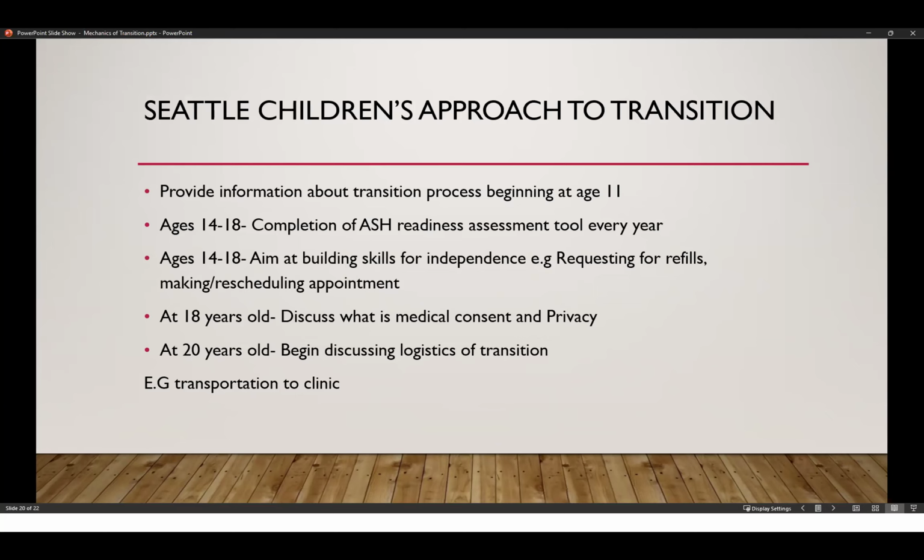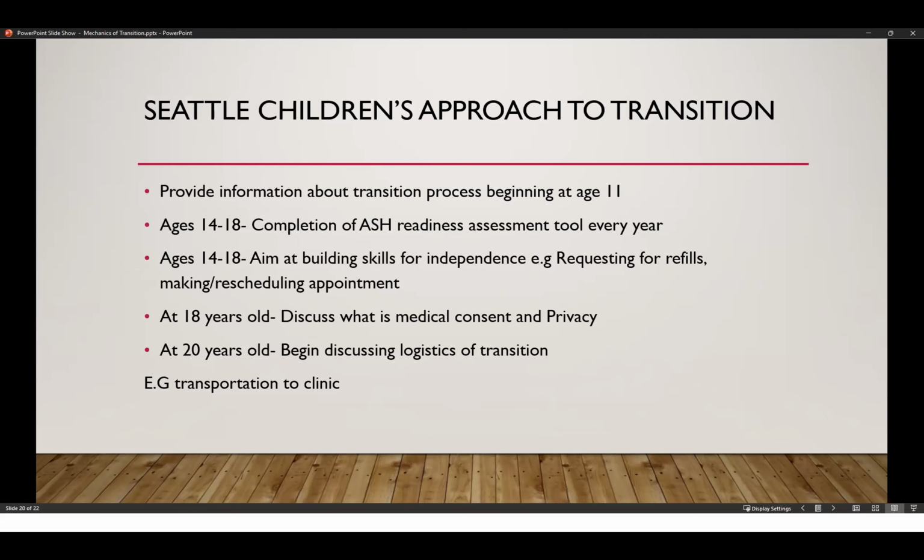At the age of 18, we discuss medical consent and privacy. So here it's more about letting the patient know, now you're older, you are now taking control of your own health. Who do you allow to listen or get information about your health information, who are you not comfortable with? So we discuss all these things.